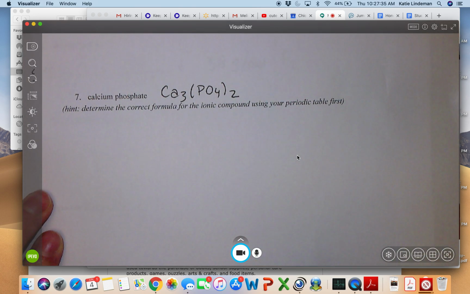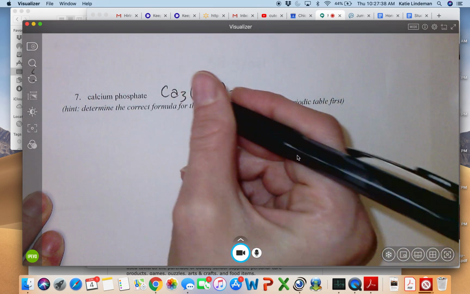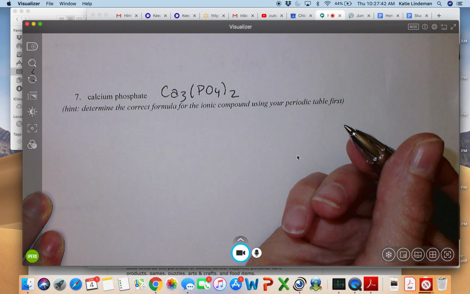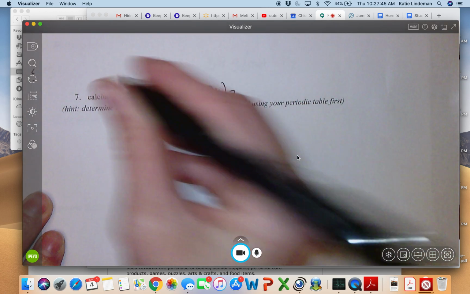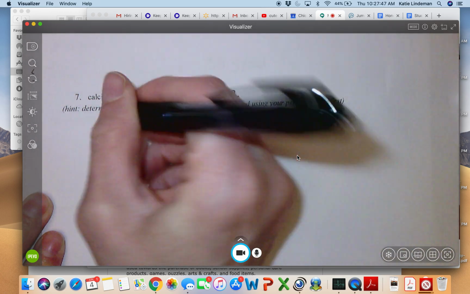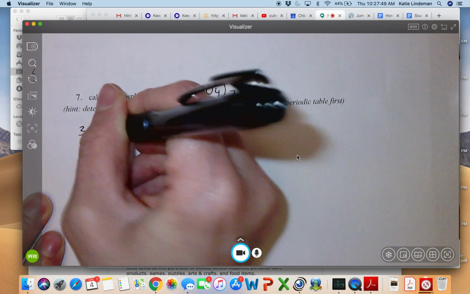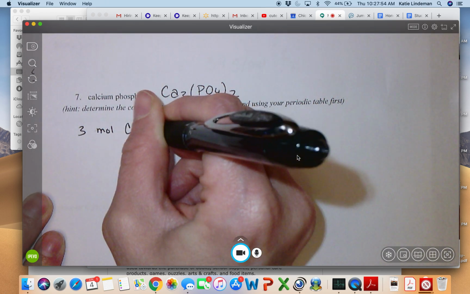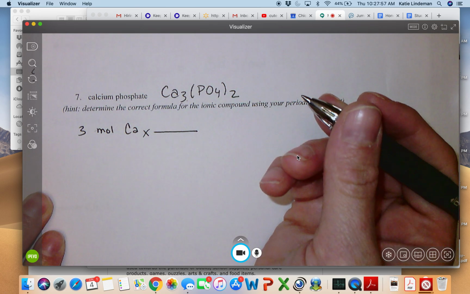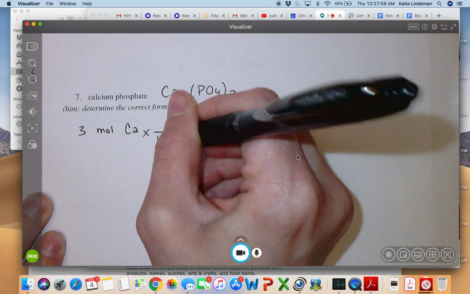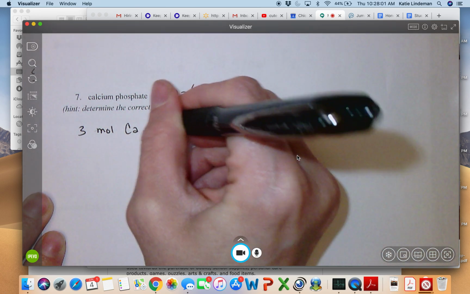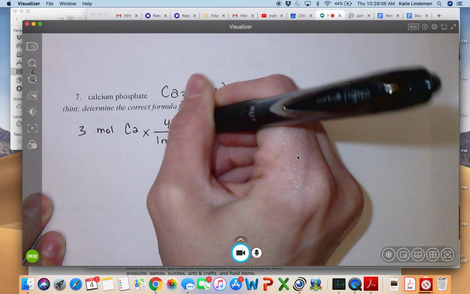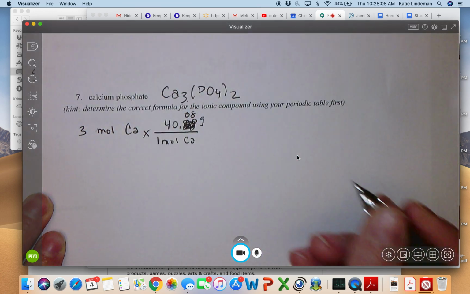So what we're going to do is we're first going to count how many atoms of each element are within this compound. So for calcium, we have 3 of them, so 3 moles of calcium. And if I look at my periodic table, 1 mole of calcium weighs 40.08 grams.